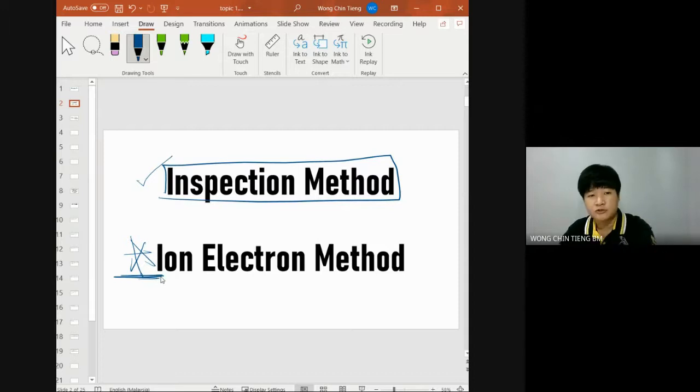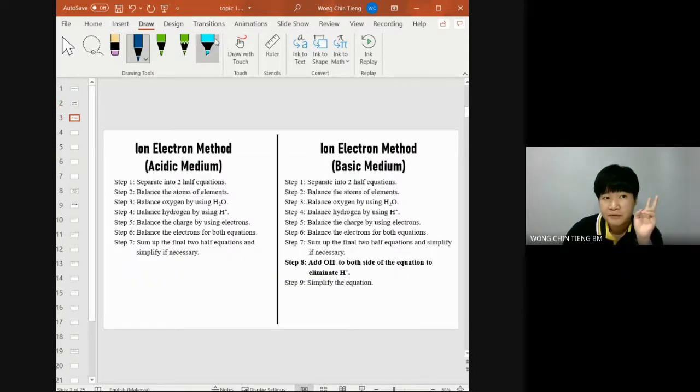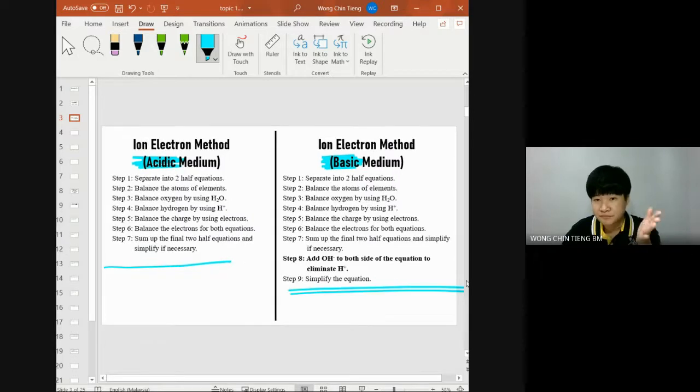So your ion electron method, we have two conditions. Yang paling penting, soalan bagi dalam acidic medium atau soalan bagi dalam basic medium. Yang tu yang paling penting lah. Before we go into what the question gives to you, my first question over here: ada benda ni depan mata? Nota kamu? Sebab nanti saya akan hilangkan.